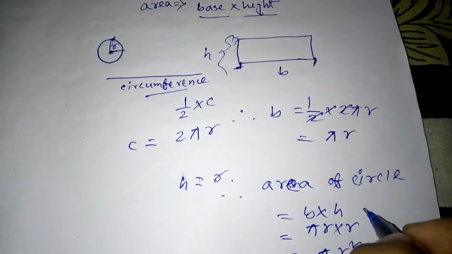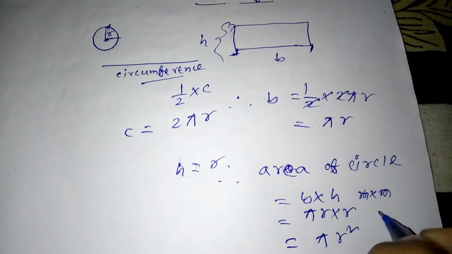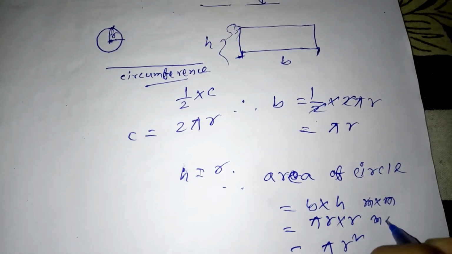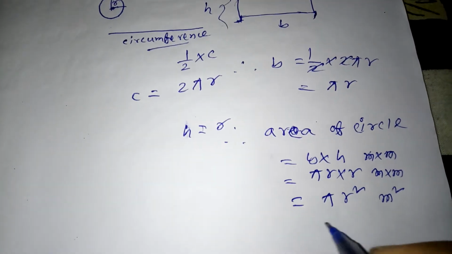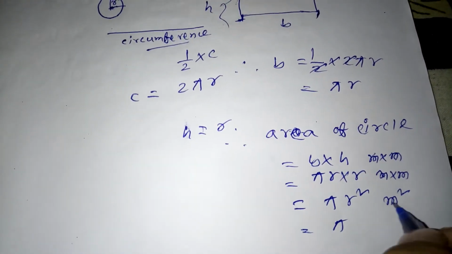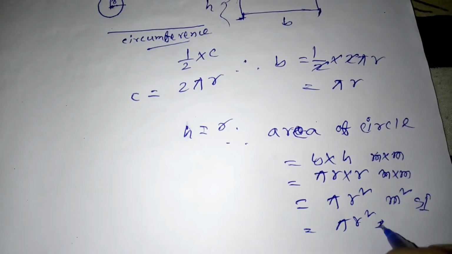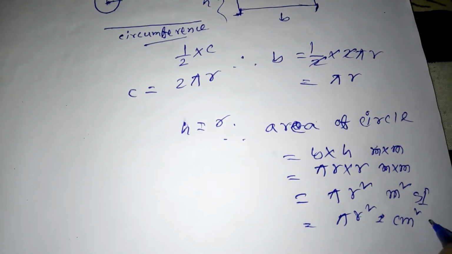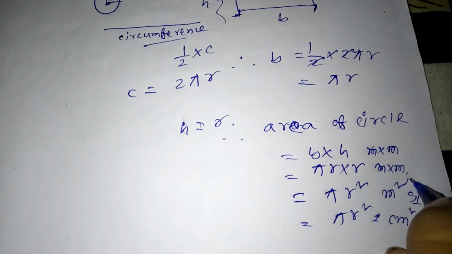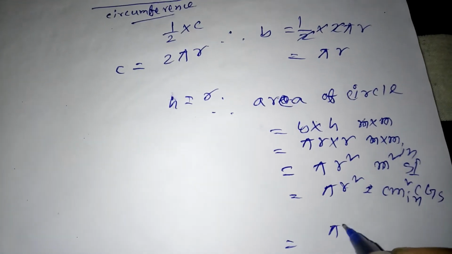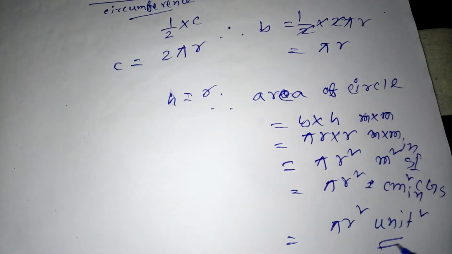What will be its unit? The unit will be meter into meter, or meter square, generally in SI units; centimeter square in CGS. For pi r square, the unit is square in general.